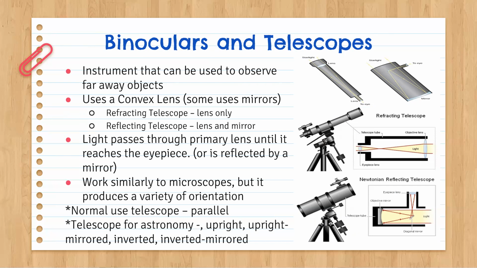Now, telescopes work similarly to a microscope, but they produce a variety of orientations. A normal telescope that is only meant for looking at faraway objects, but not for astronomy, tends to produce a parallel image, while telescopes that are used for astronomy have a variety of orientations. This depends on the maker or the preference of the user. Telescopes can produce either parallel, upright, upright mirrored, inverted, or inverted mirrored images.